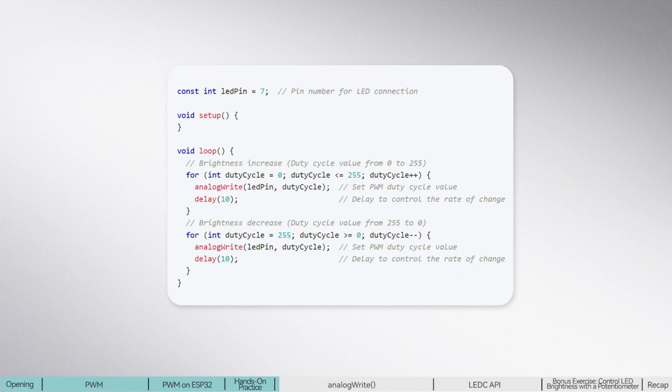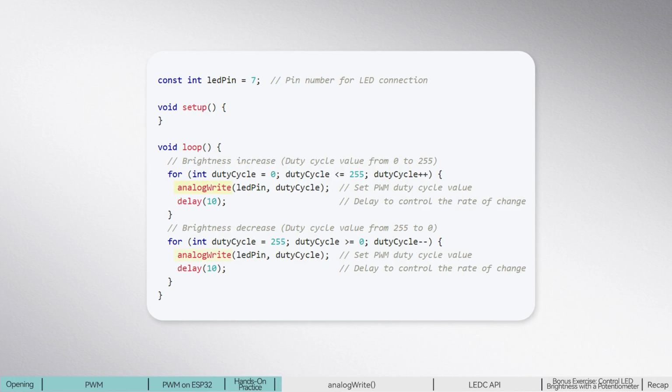Let's start with the simplest method, using analogWrite. This is the standard Arduino way to output PWM. You can find this code in our documentation. Its logic is very straightforward. In the loop function, we designed two for loops. The first loop increments the variable duty cycle from 0 to 255. Inside the loop body, we call the core function analogWrite.